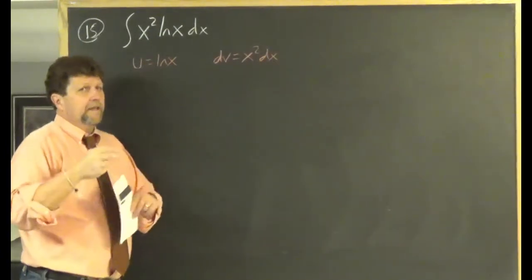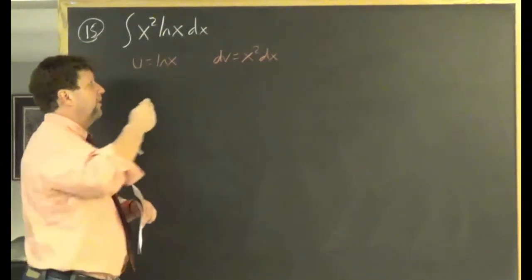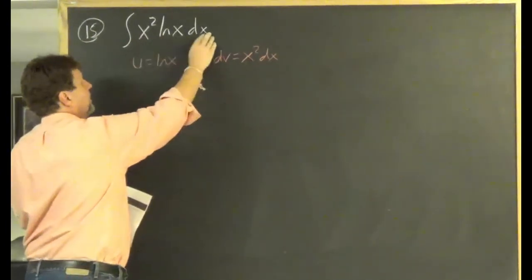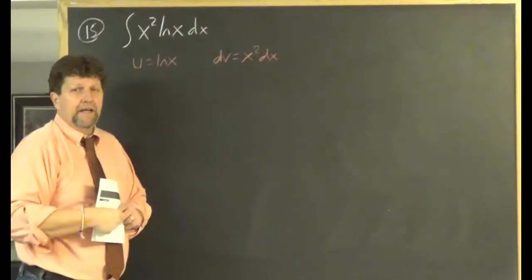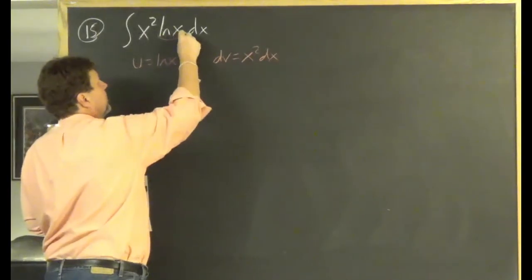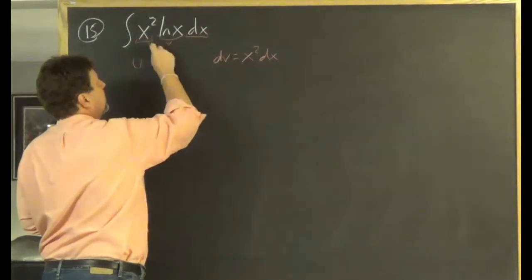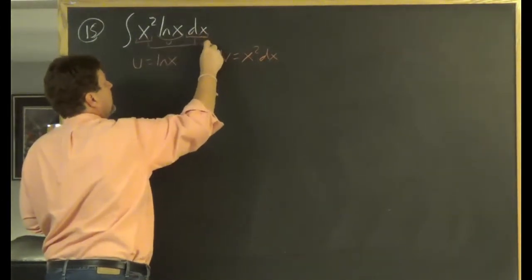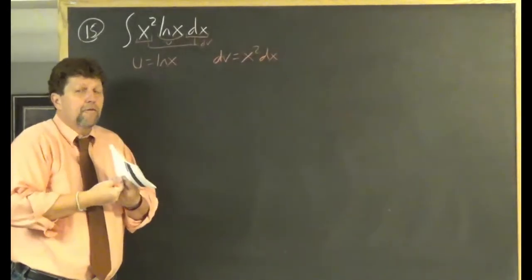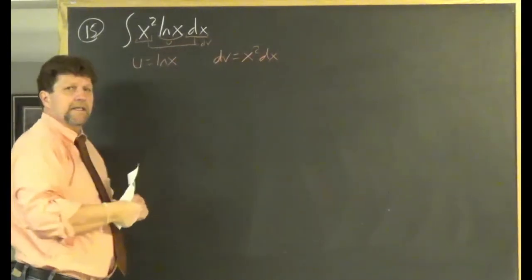One thing that I want to point out: when you look at your original problem, don't think that the first thing you see has to be u, and the second thing you see is dv. I look at the whole thing. I'm saying ln x is u, and then the x squared dx is dv. So I do have it in the form of the integration by parts formula, integrating u dv. So I just need to continue.